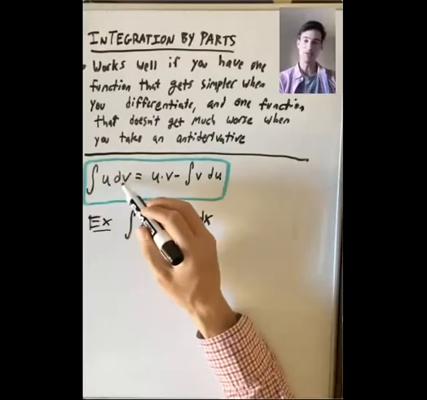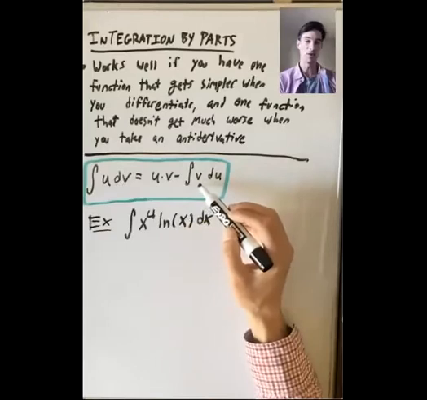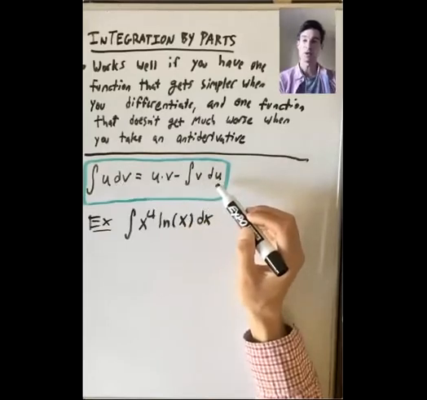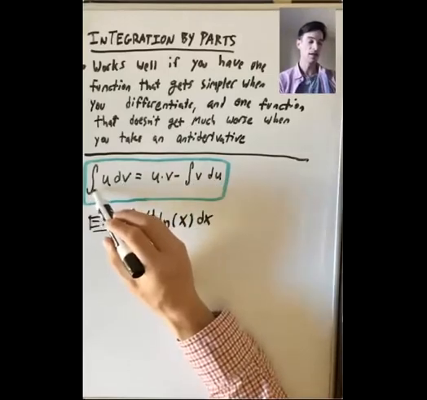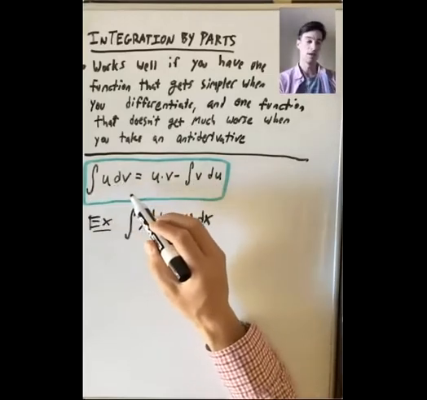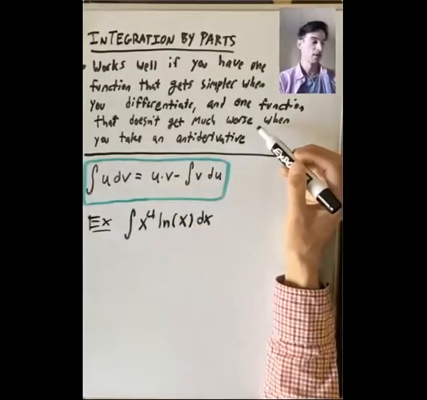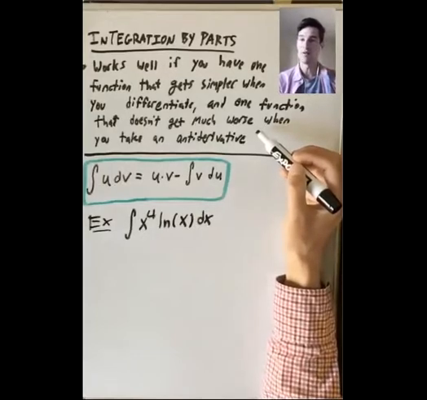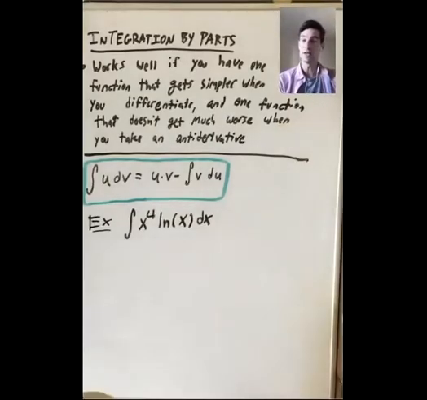The integral of u dv is then equal to u times v, u of x times v of x, minus the integral of v du. So this works really well if the integral of v du is simpler than the integral you started with, the integral of u dv. I've written some version of this up here because this is a really important takeaway. Integration by parts works well if you have one function that gets simpler when you differentiate it. So u to du gets simpler. And then dv to v, one function that doesn't get much worse when you take an antiderivative.